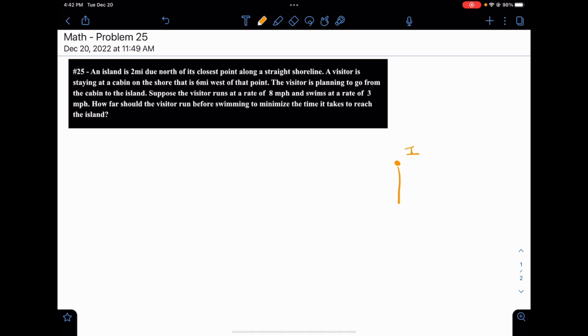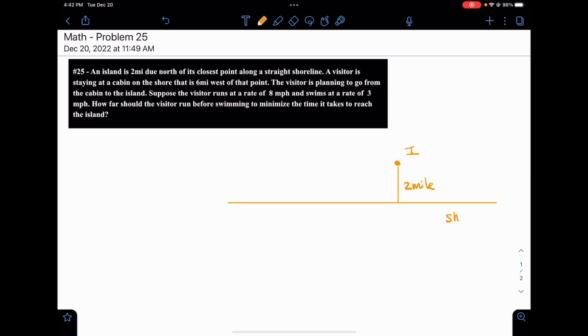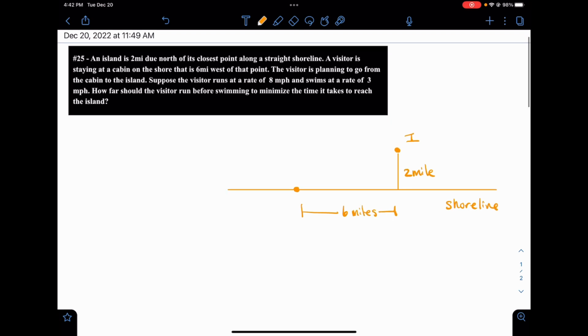The problem tells us that it is 2 miles off the coast along a straight shoreline. So if this is our shoreline, this island is directly 2 miles off it, just like I have drawn here. So we're staying in a cabin that is 6 miles west of this island. So some 6 miles in this direction. We want to get from this cabin, C, to this island, I.